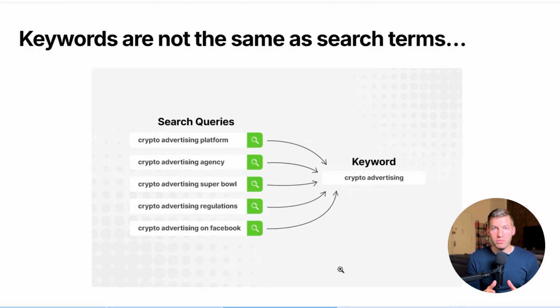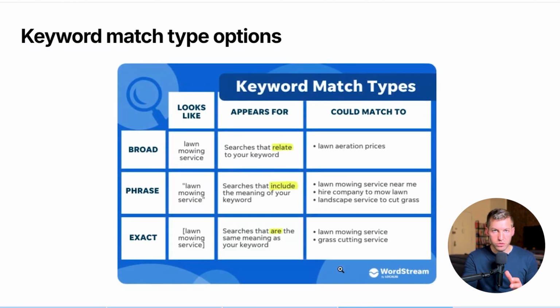You can see this example here on the screen. Just because you're bidding on crypto advertising doesn't mean you're only going to show up when people search exactly crypto advertising. You could show up for crypto advertising platform, crypto advertising agency, crypto advertising on Facebook. Depending on the match types you're using, it'll determine how closely you show up for that term. There are three different match types you can use: broad match, phrase match, and exact match.